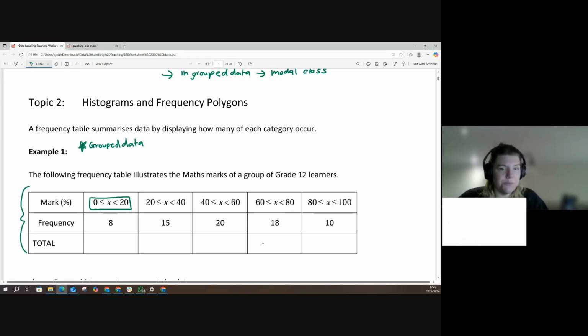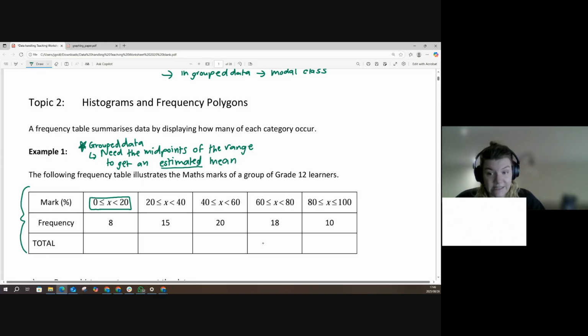When we have grouped data, we have to do a couple of things. We need to find the midpoints of the range to get an estimated mean. So it's not going to be exact. It's going to be an estimated mean. We'll talk about that now. So let's have a look at these.